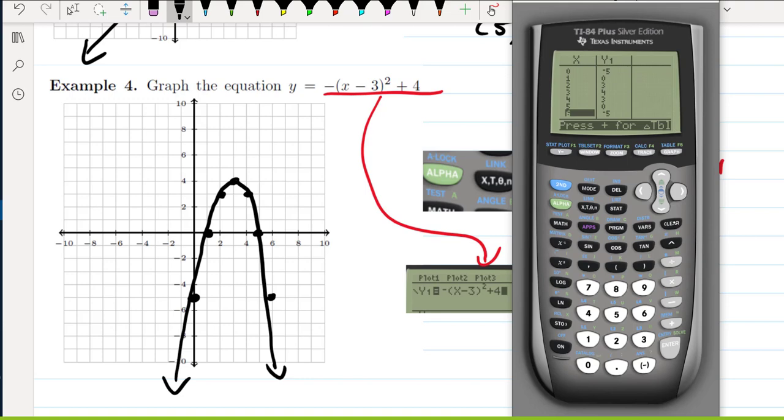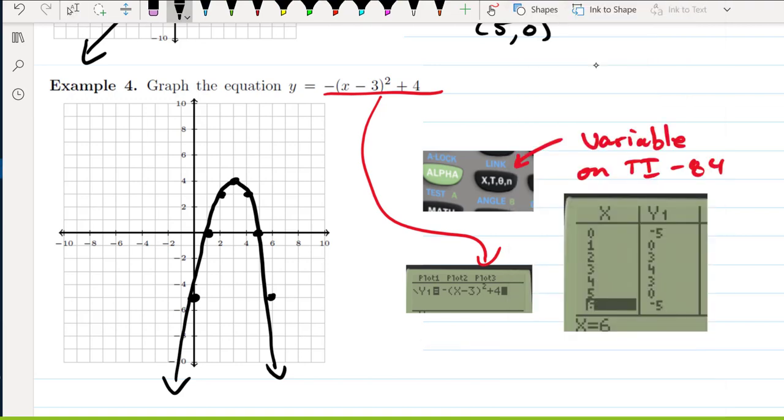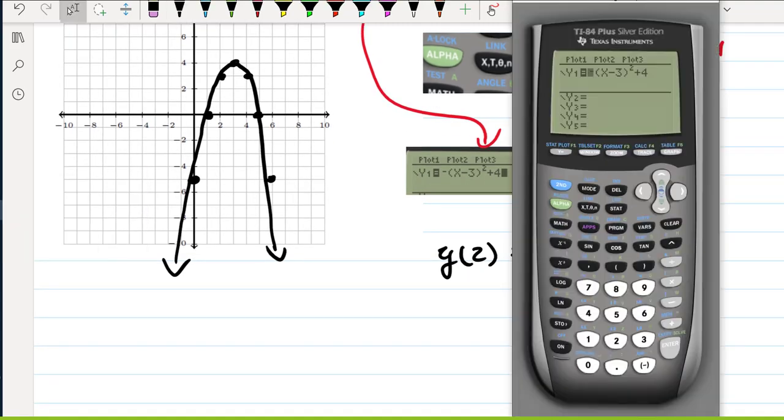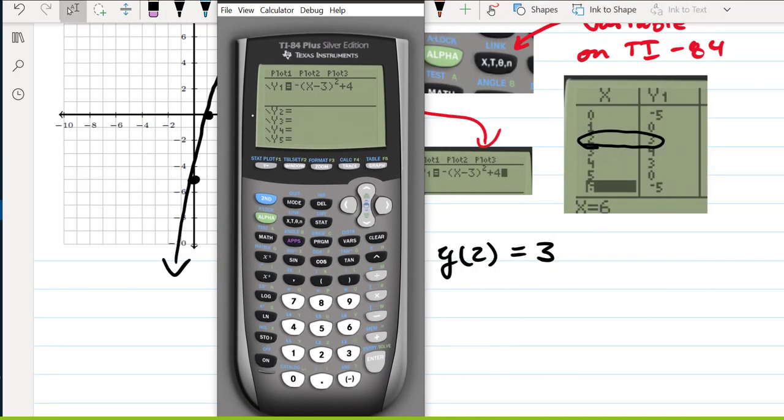So something else you may not be aware that your graphing calculator does is after we've put in a function for y1, we can evaluate different things. So for instance, we got the ordered pair right here, 2, 3. Well, what that means is if I put the number 2 into the equation, I should get 3 out, right? Well, I can actually do that on my graphing calculator. So I have this put in.